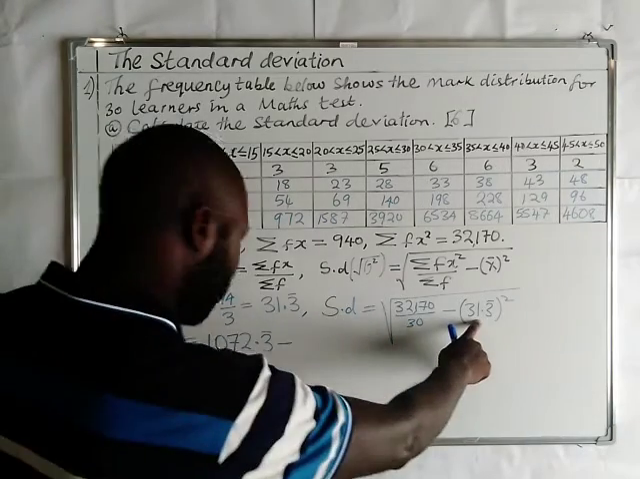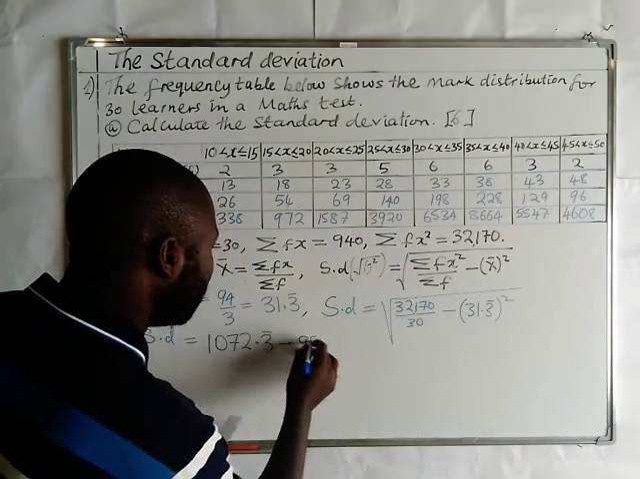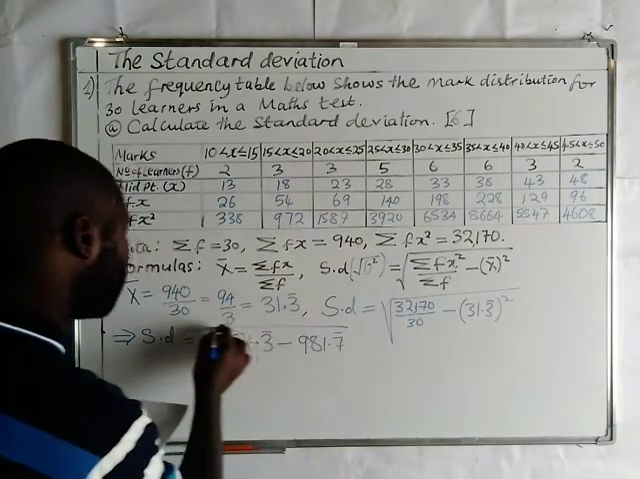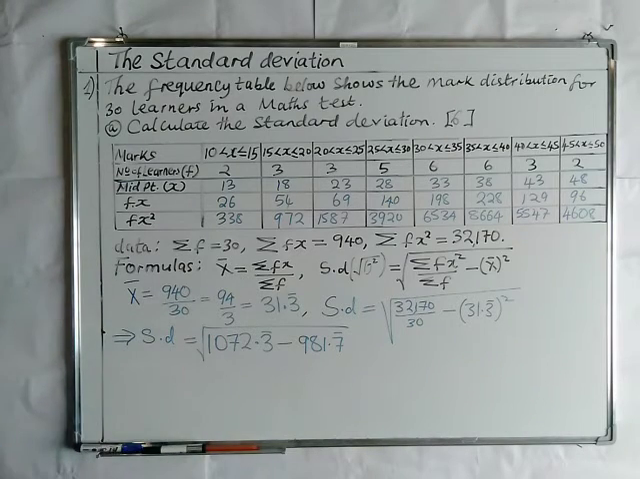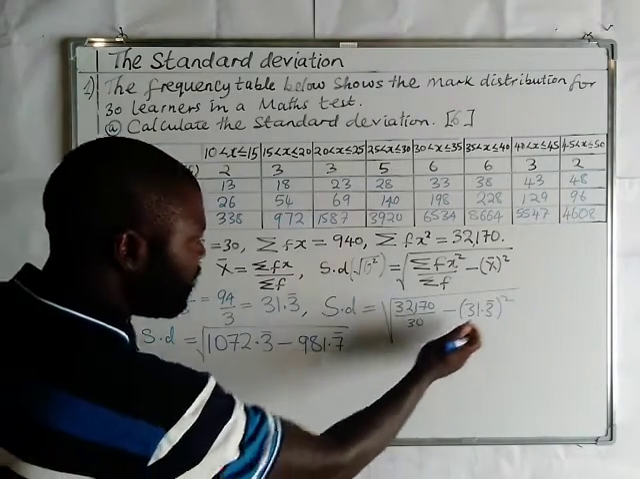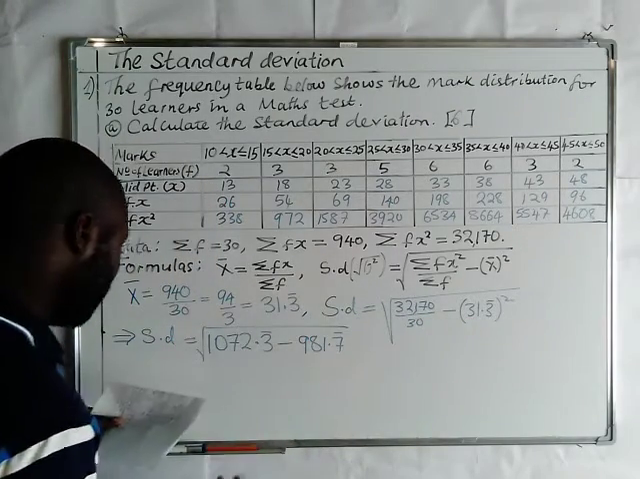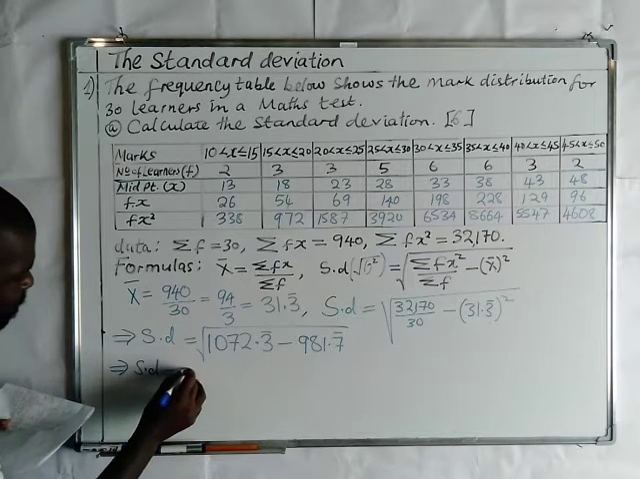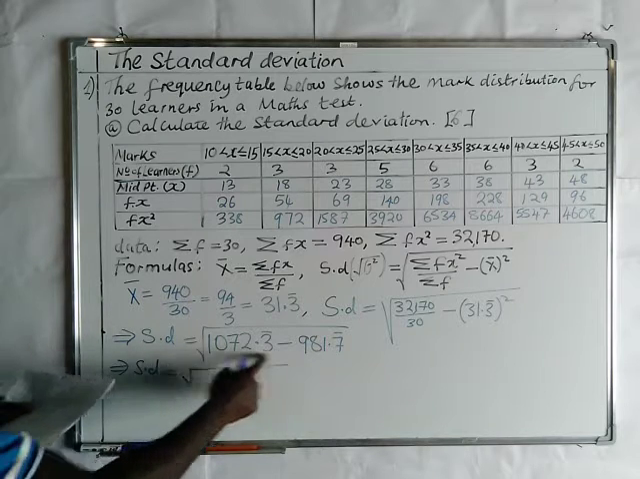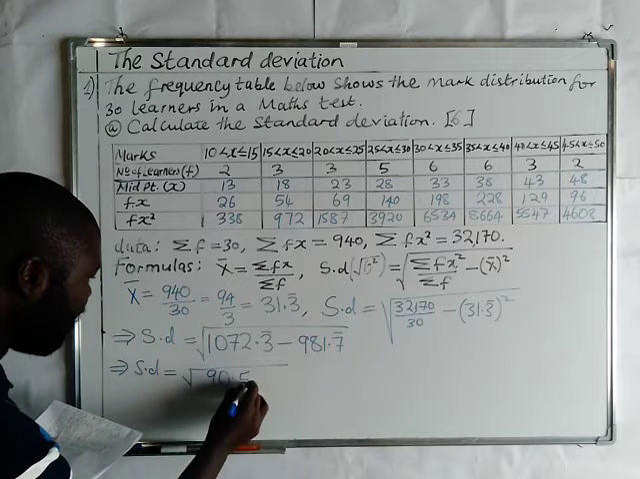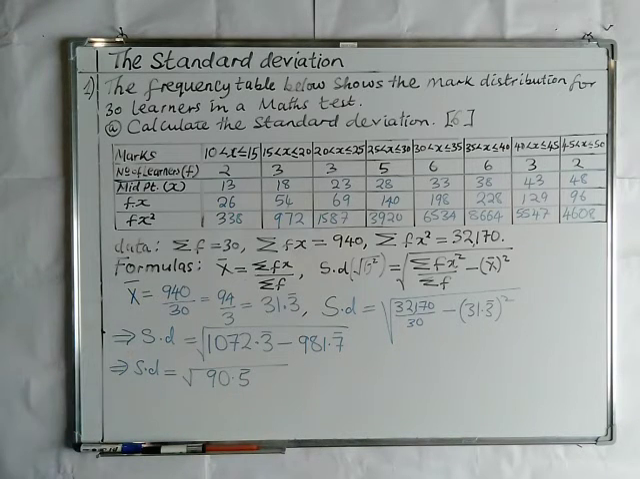Minus, when we square the mean again, we are getting 981.7 recurring. All that in the root. And we say our SD is given by, when we subtract these, we are going to get 90.5 recurring. The 5 keeps on repeating, so we are just saying 90.5 recurring.